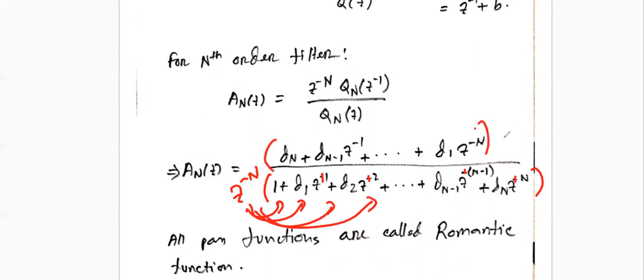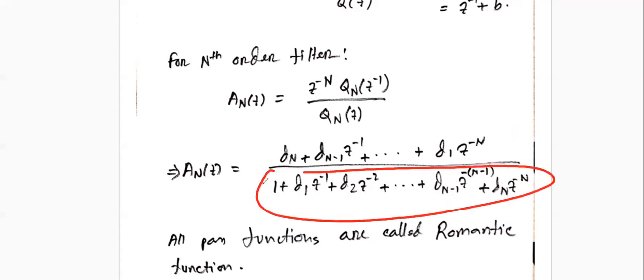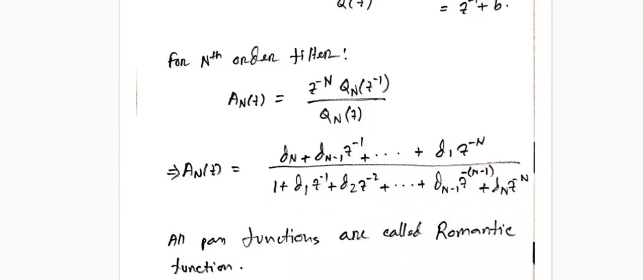Probably there is a small mistake here. However, this is the baseline, this is the fundamental, this is definitely equal to q_n(z). Just multiply z^-n into q_n(z^-1), and then you can find whatever polynomials you should find in the numerators.